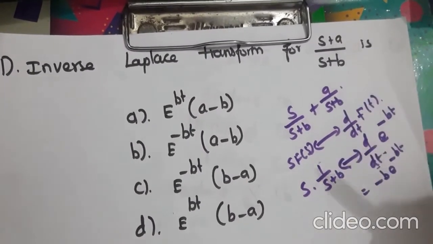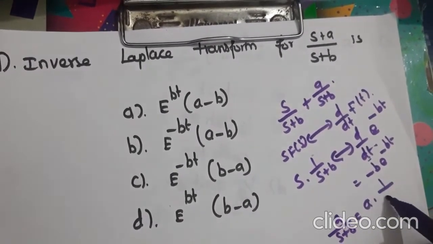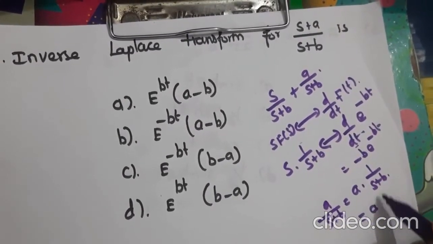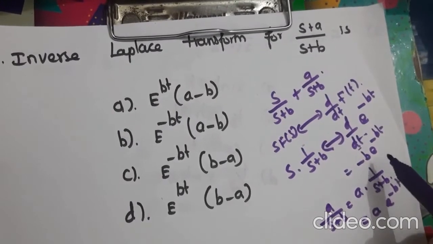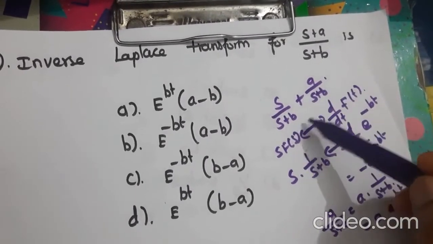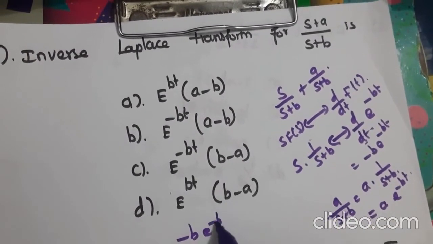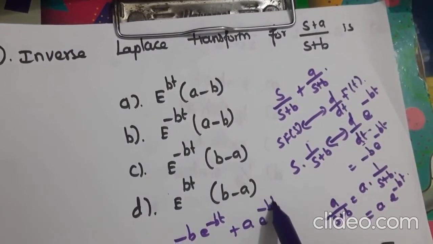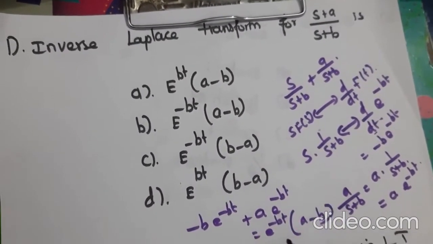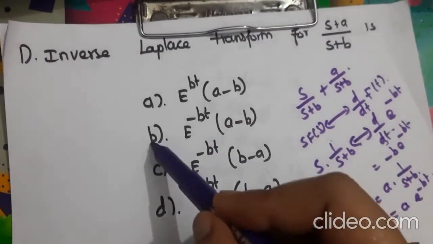And next term, consider this term, a divided by s plus b. So it can be written as a into 1 divided by s plus b. So the inverse Laplace transform of this one is a into e power minus bt. So now we get the inverse Laplace for these two terms. So we will get minus b e power minus bt plus a into e power minus bt. So taking e power minus bt outside, we will get a minus b. So here the answer is e power minus bt into a minus b. So answer here is B.